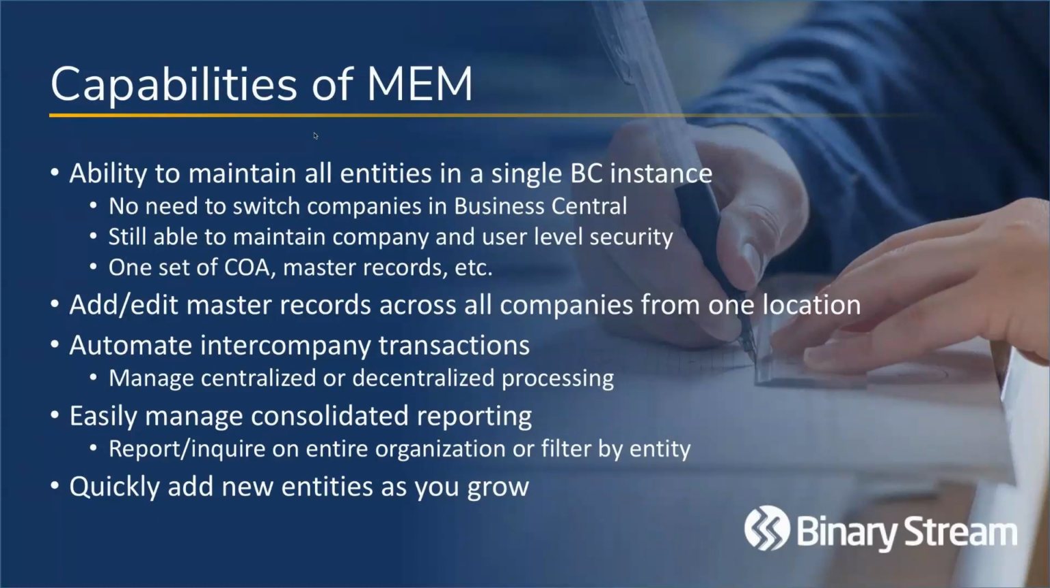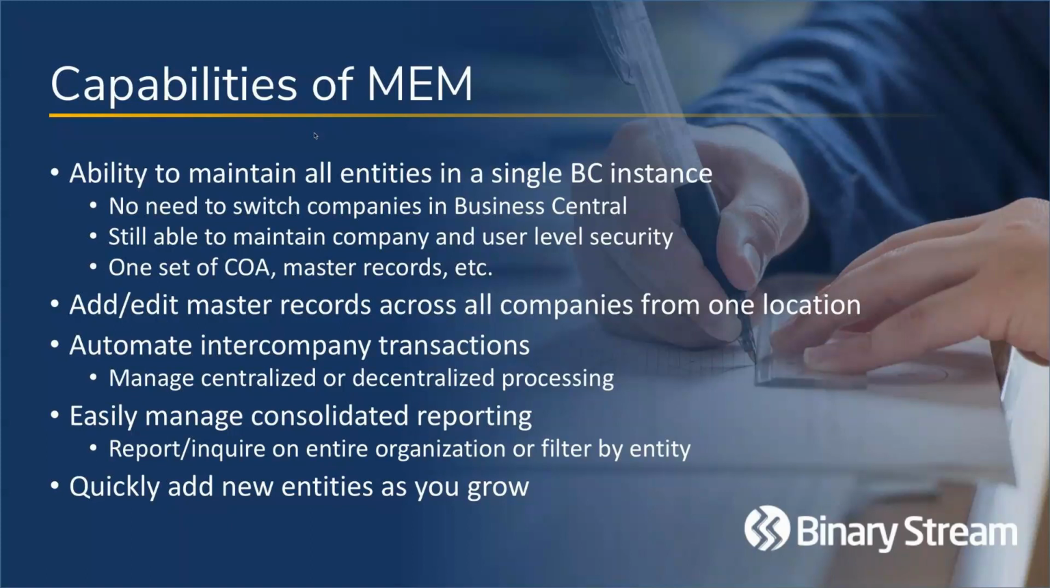Because we're in one Business Central instance, we only have one set of chart of accounts, one set of master records such as vendors, customers, items. The great thing about that is you only have to create a record, let's say such as a vendor, one time. And then from there, you can select which entities can or can't do business with this vendor. And then once you go to run a transaction, only the entities that have access to that vendor can see that record on a transaction list.